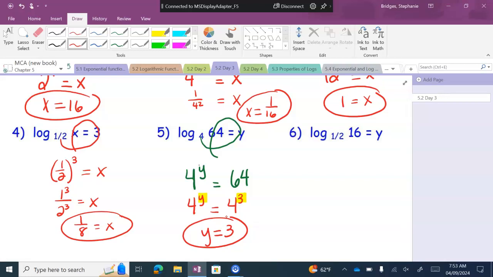Now I want you to try 6, but you're going to have to remember what we did with the fractions yesterday. Take it to exponential. We need to write both sides with the same base, so I'll give you a hint. That base is going to be 2. We did one very similar to this in class yesterday.